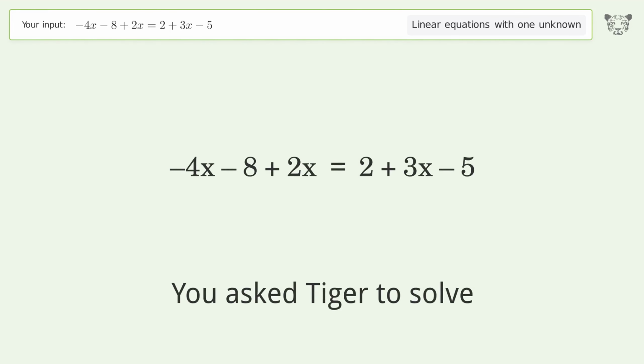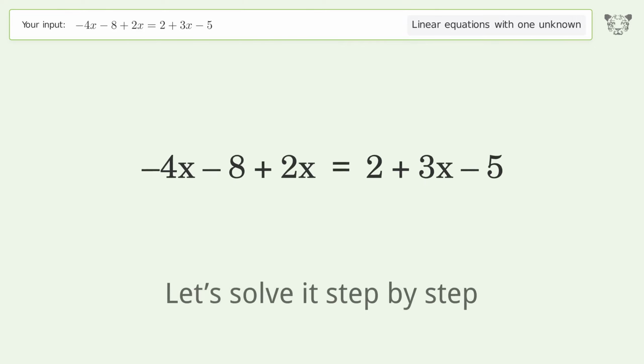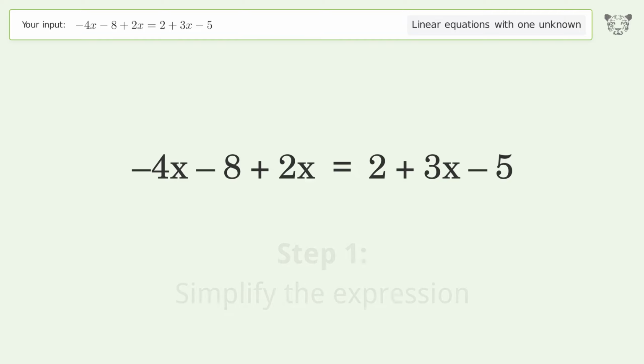You ask Tiger to solve. This deals with linear equations with one unknown. The final result is x equals -1. Let's solve it step by step. Simplify the expression. Group like terms.